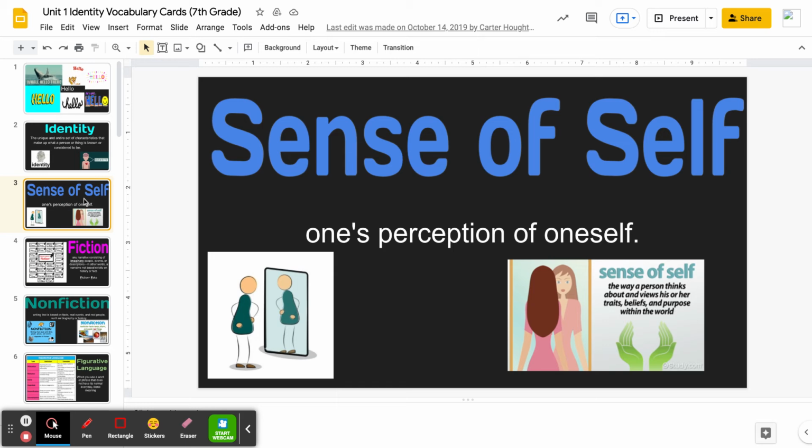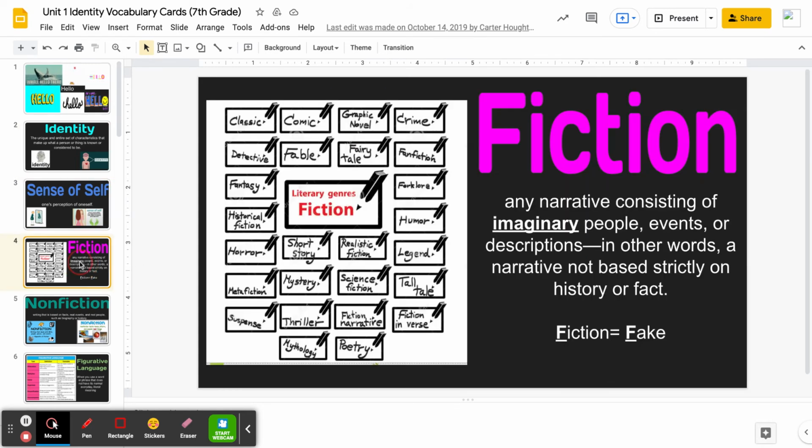The next word is sense of self, and this is one's perception of themselves. So this is the way that you see yourself. This little image down at the bottom here says the way a person thinks about and views his or her traits, beliefs, and purpose within the world. So that is sense of self.